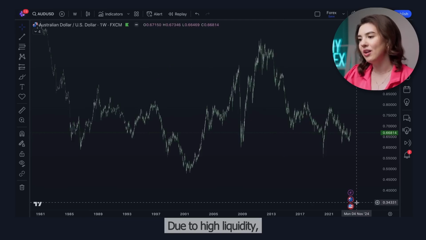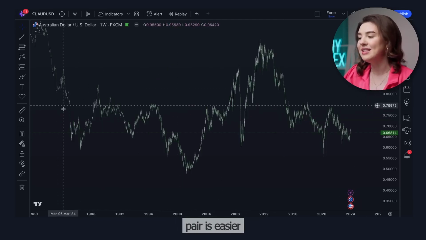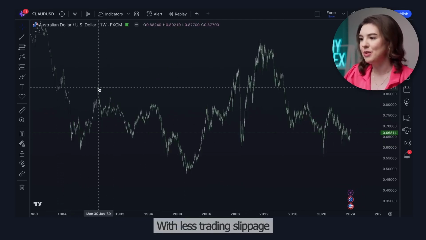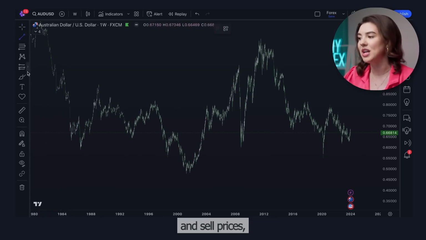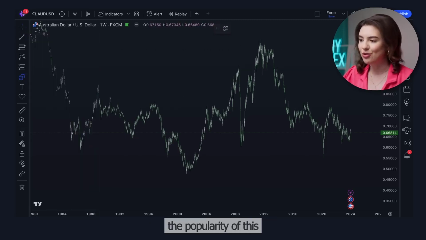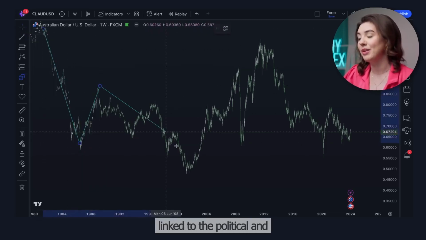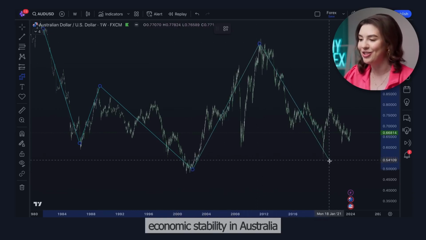Due to high liquidity, trading on this pair is easier, with less trading slippage and a relatively narrow difference between the buy and sell prices. The popularity of this trading currency pair is linked to the political and economic stability in Australia.